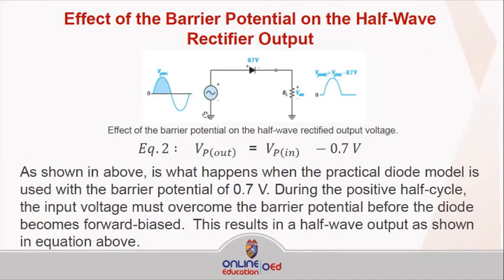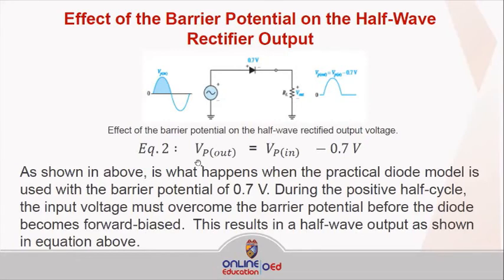Okay, as shown in the figure above, kasi yung practical diode model natin, ang barrier potential ay 0.7 usually kung silicon yung ginagamit, 0.70 volts ang barrier potential. Ang mangyayari or ang condition is during the positive half cycle, the input voltage must overcome the barrier potential. Mas malampasan niya dapat yung value na 0.7 before the diode becomes forward bias. Bago mag-forward bias itong diode natin. Then ang magiging result is this one, yung output niya. This will result in a half-wave output.